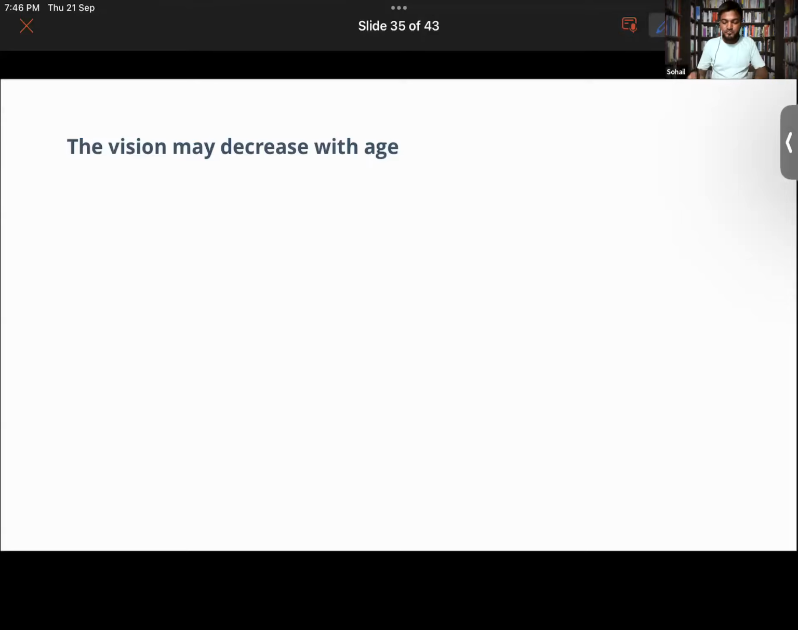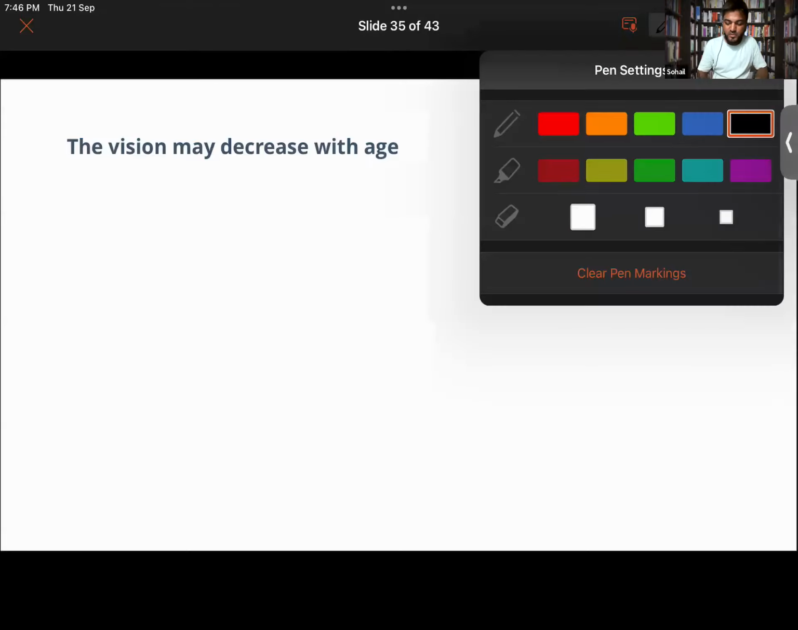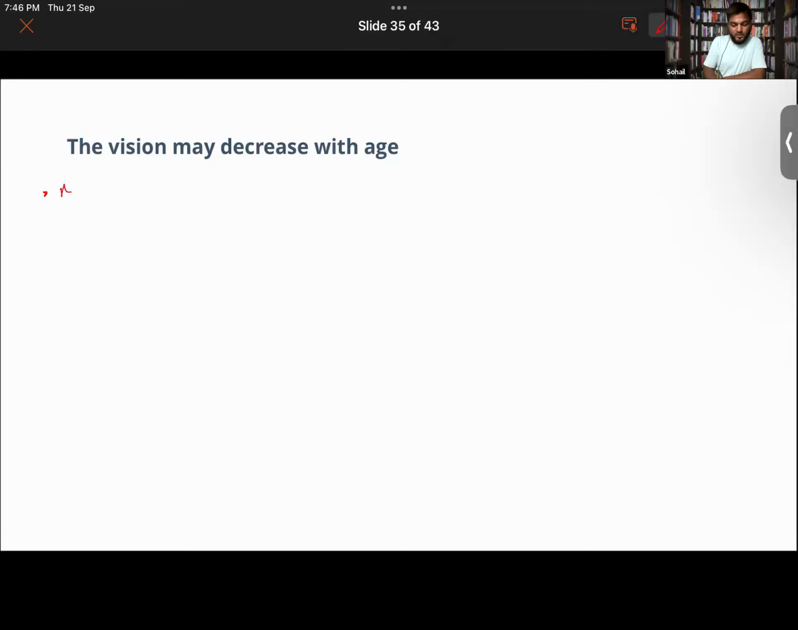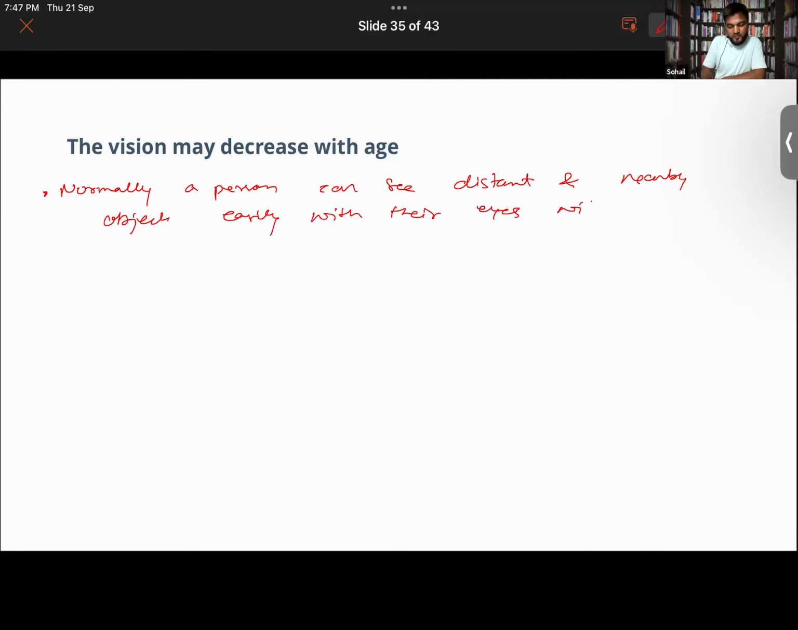Right now. So you see, normally a person can see distant and nearby objects easily with their eyes without any lenses. But with age, what happens?